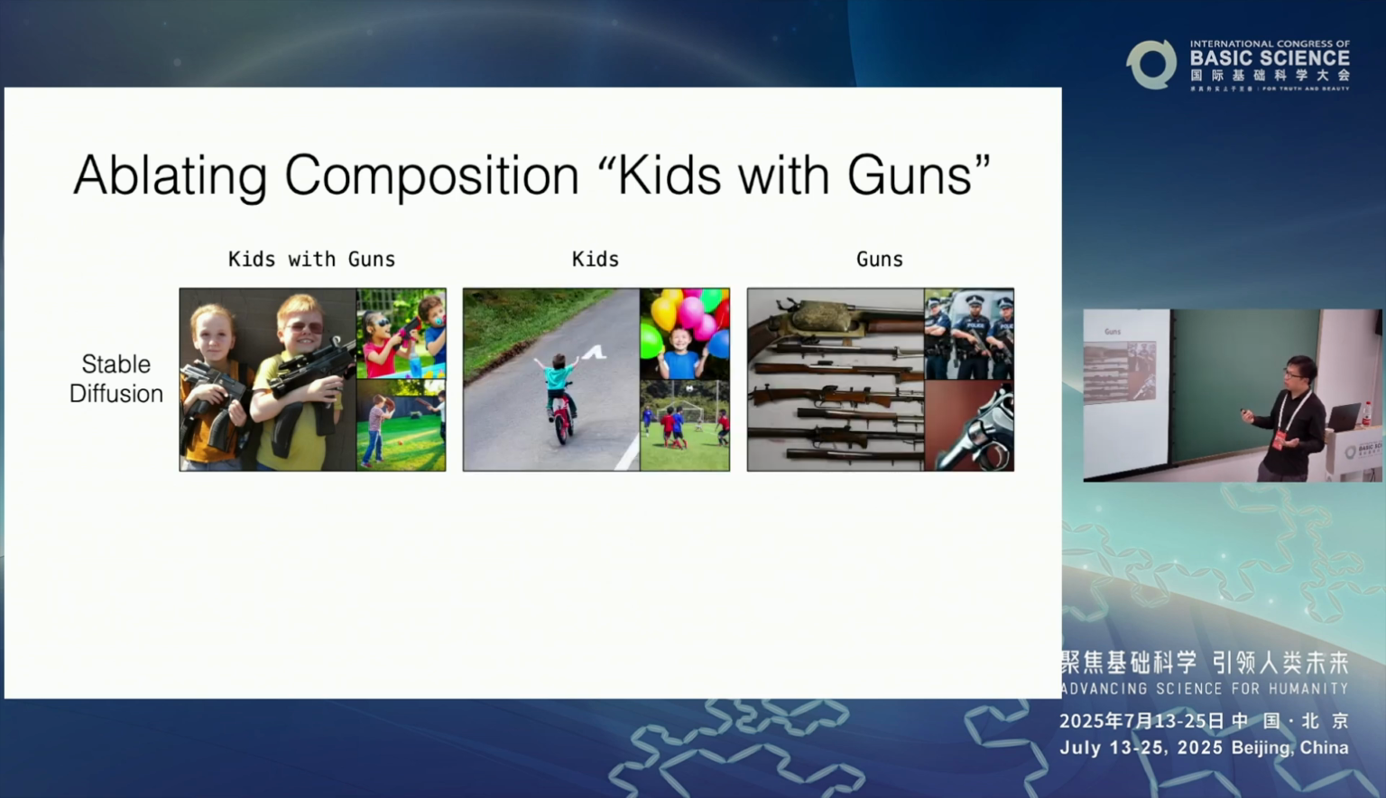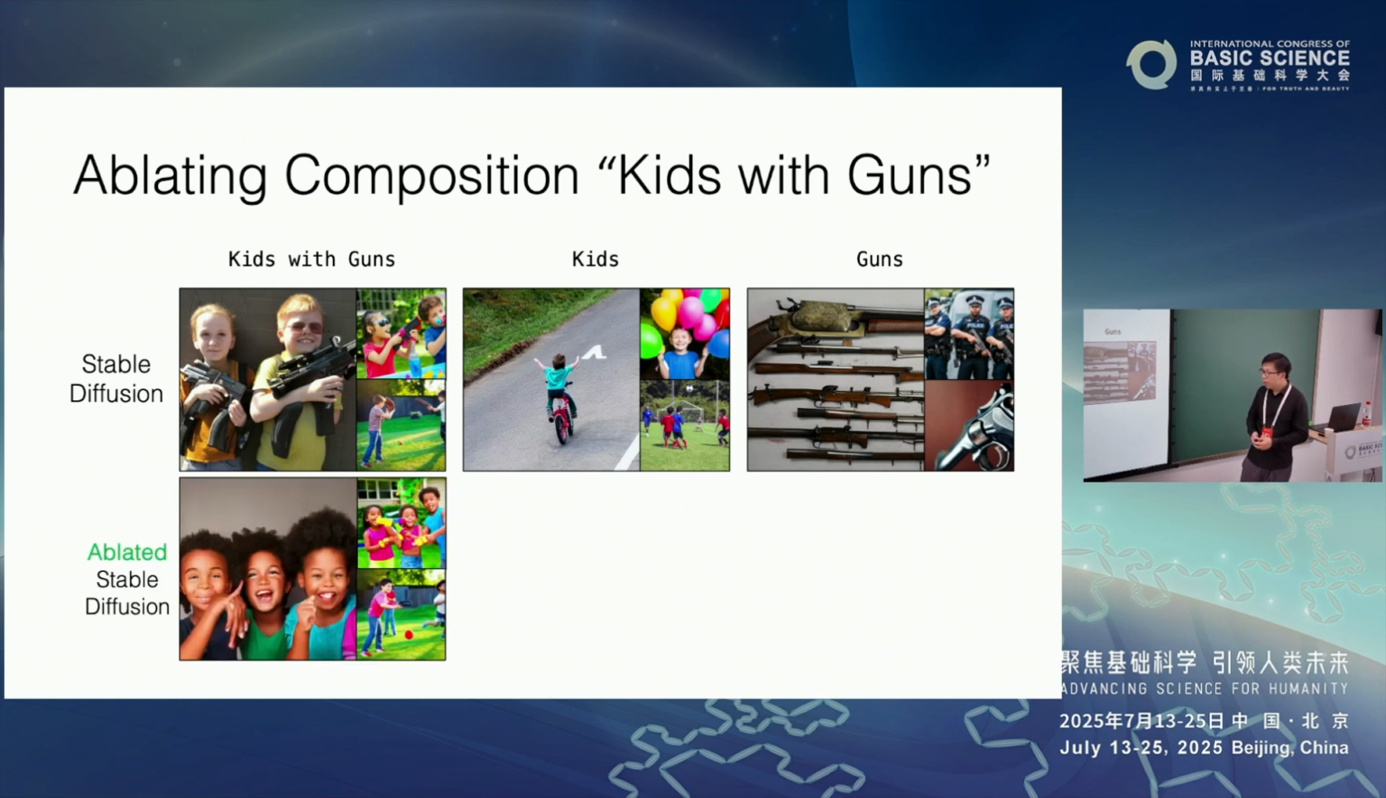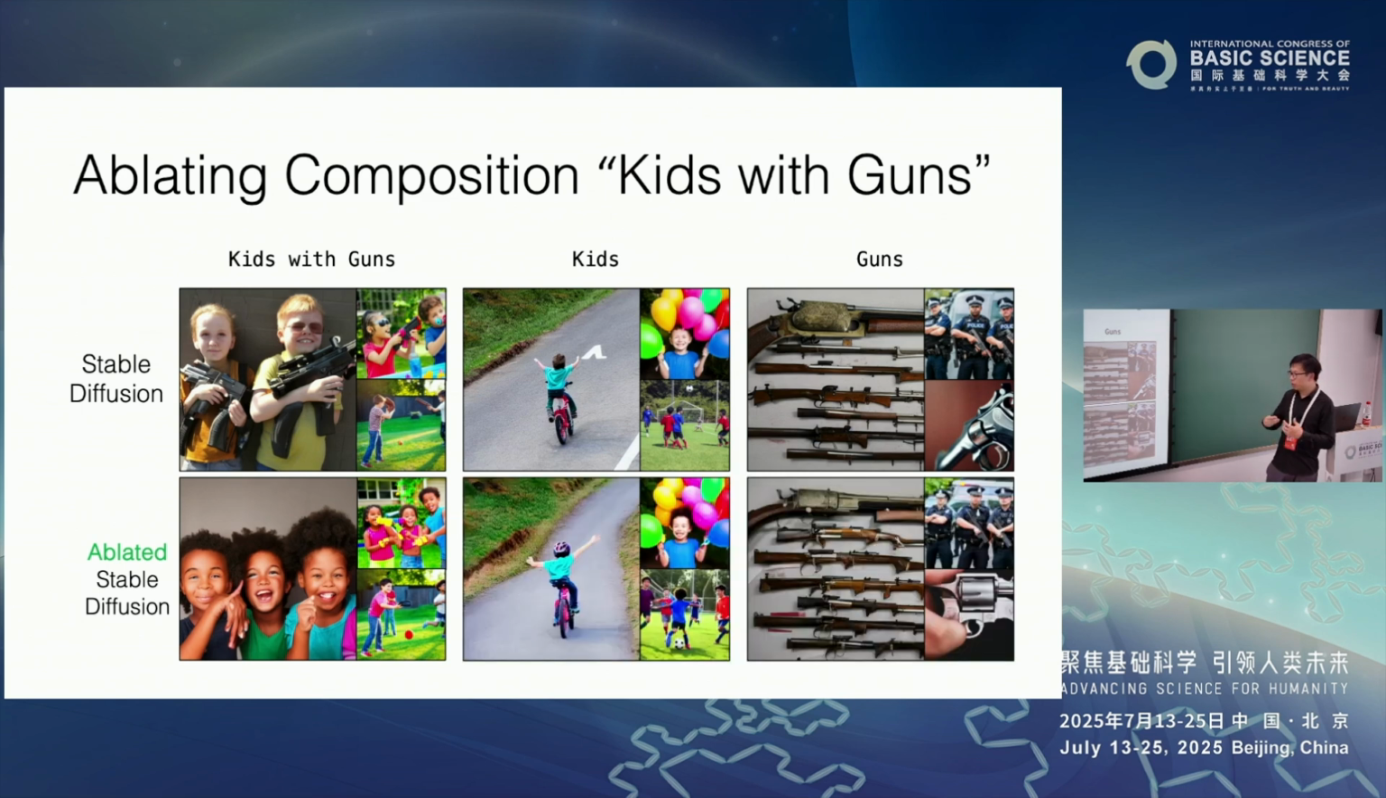Interestingly, in training time, the model may only learn to generate kids and guns separately. But since the model can compose two concepts together, even if you don't have any training images of kids with guns, the model can generate kids with guns at test time because it can compose multiple things together. Now, after we remove the concept of kids with guns, we can generate kids without guns, or maybe with some water guns, and we can preserve the kids and gun concepts separately.